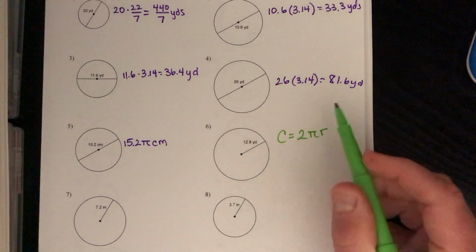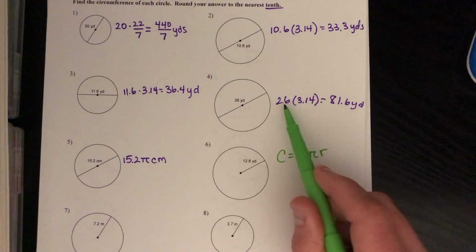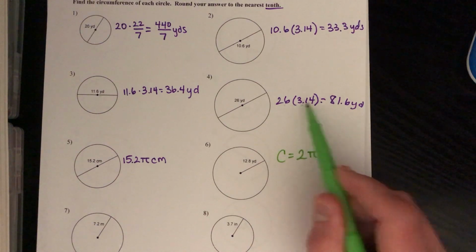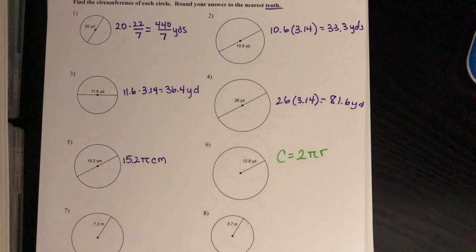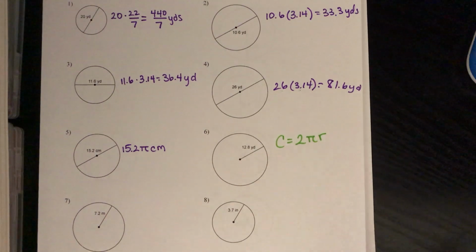I want you to notice a couple things. When I do these questions, I'm always writing what I'm multiplying by to get the answer. If you're just writing answers, please don't do that, especially not on a quiz. I want to see what numbers you're multiplying by what.